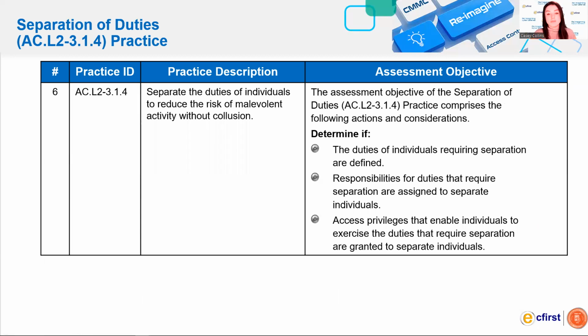Separation of duties. We want to separate the duties of individuals to reduce the risk of malevolent activity without collusion. So we don't want privileged users doing non-privileged functions and non-privileged users performing privileged functions. So the duties of individuals requiring separation are defined. Responsibilities for duties that require separation are assigned to separate individuals. And access privileges that enable individuals to exercise the duties that require separation are granted to also separate individuals.